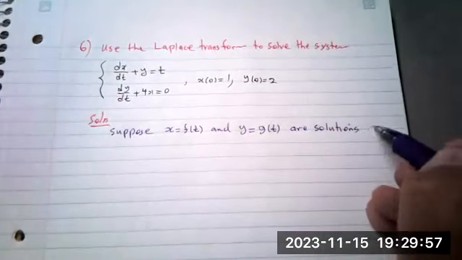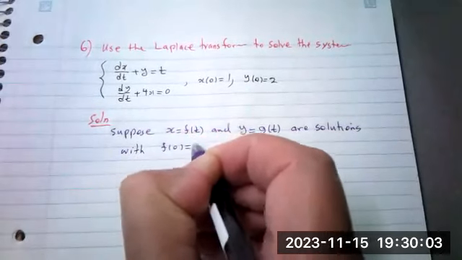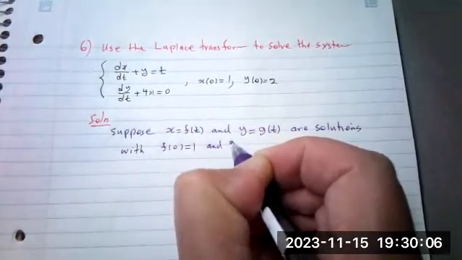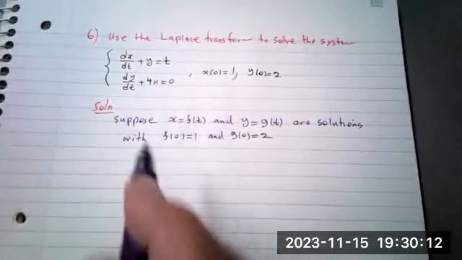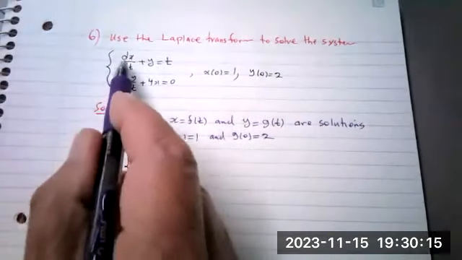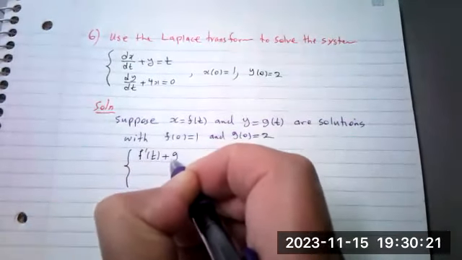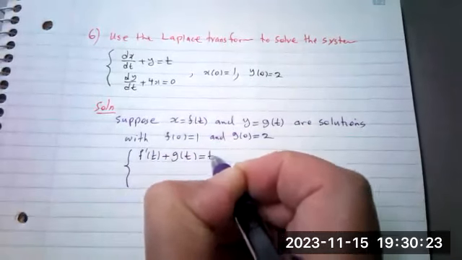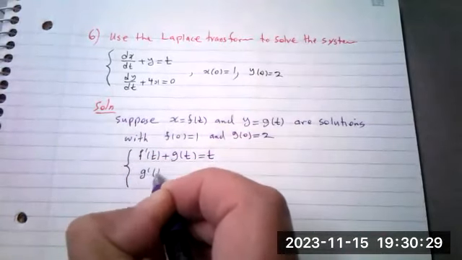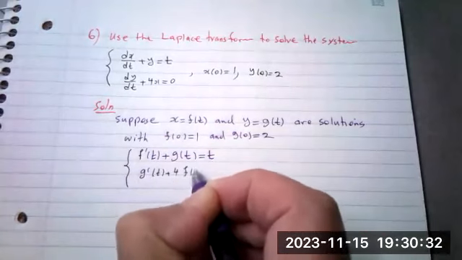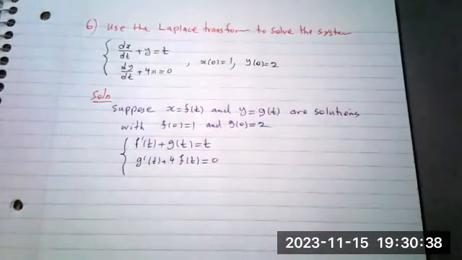Okay, solutions of the system with initial conditions f of 0 equal to 1 and g of 0 equal to 2. I change them into this form, which is more familiar. So now the system of equations will be f prime of t plus g of t equal to t. This is the first equation. And the second equation is g prime of t plus 4f of t equal to this. Okay, that would be the system in this notation.